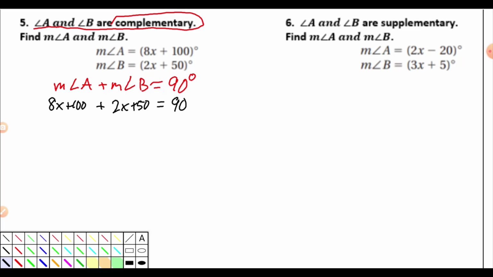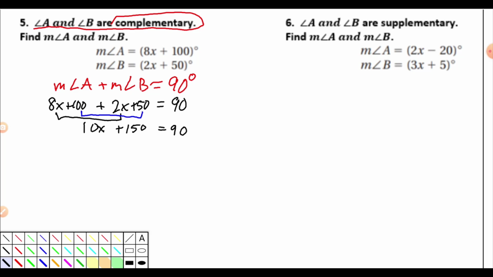Perfect. If you're not good at solving equations, throw this into GeoGebra and it'll solve it for you in 1 second. But you know what? I'm just going to solve it out because it's not too bad. 8x plus 2x, just adding these up right here, that's going to give 10x. And then I'm going to add up these two guys right here. So that'll give me 150, equals 90. I'm going to subtract 150 from both sides.